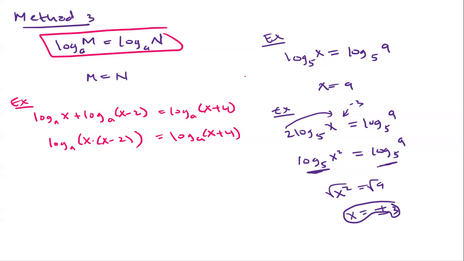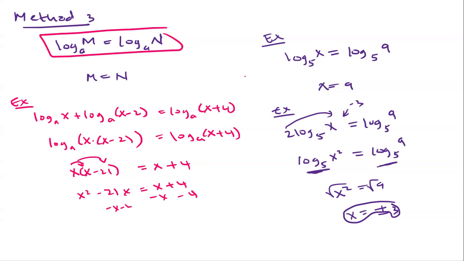So in this case, we get x times x minus 2 equals x plus 4, which makes it very nice. Then we just distribute the x here, which is x squared minus 2x. Then we have x plus 4. Then subtract x, subtract 4.